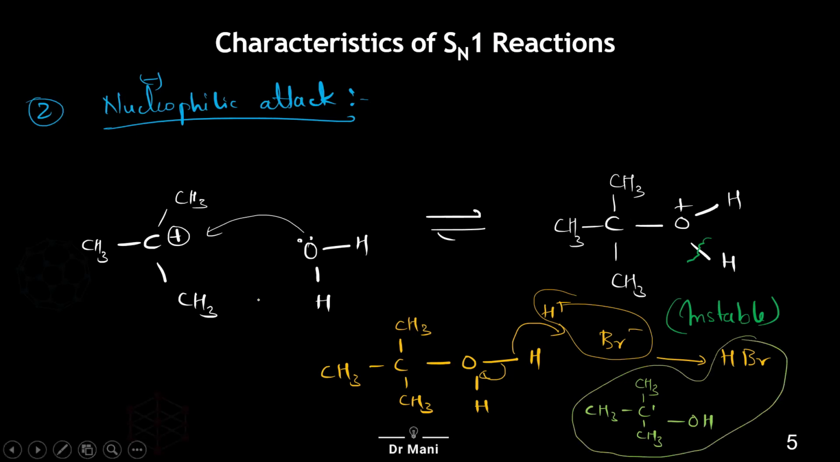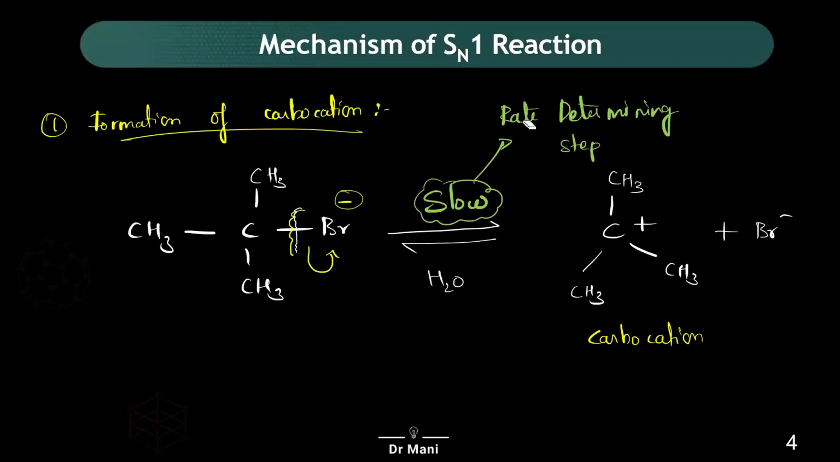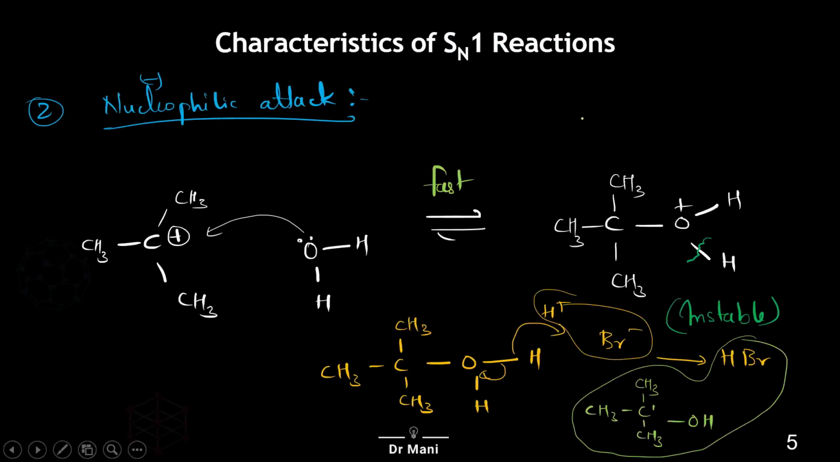So this is the second step, and remember, this step will happen very fast. The step before it is very slow, so it is called the rate determining step. And this is a very fast step. It's a nucleophilic attack because of the carbocation's instability, so this reaction will happen so quickly. You understood what is the meaning of an SN1 reaction?